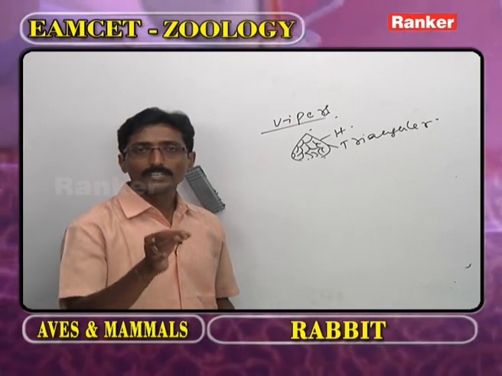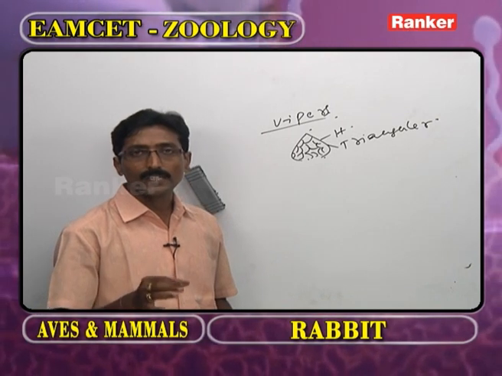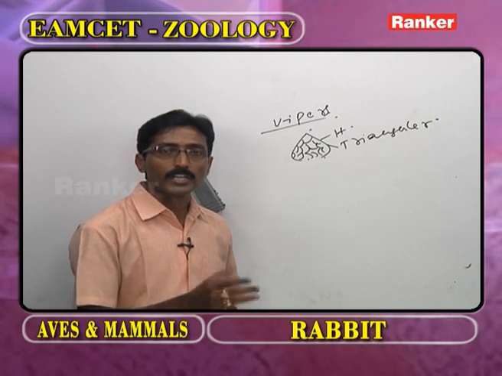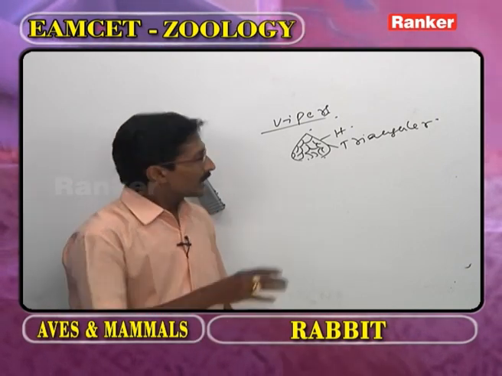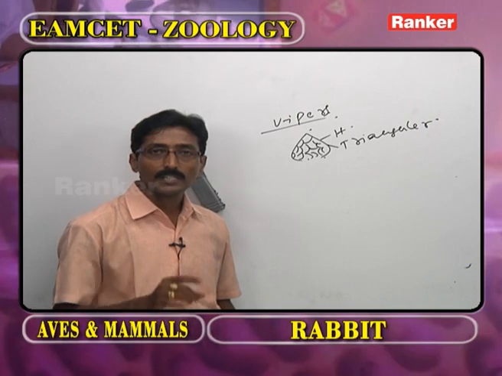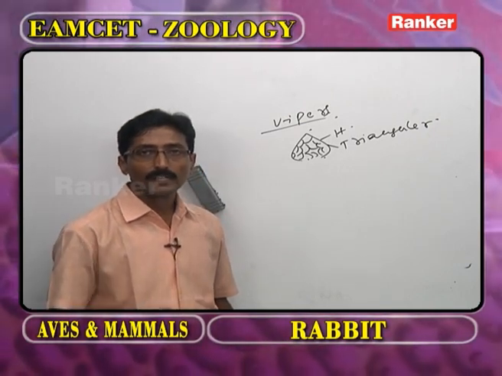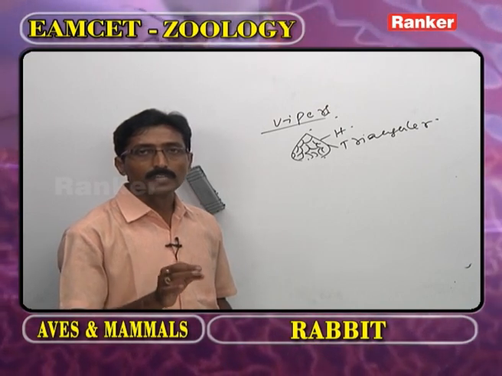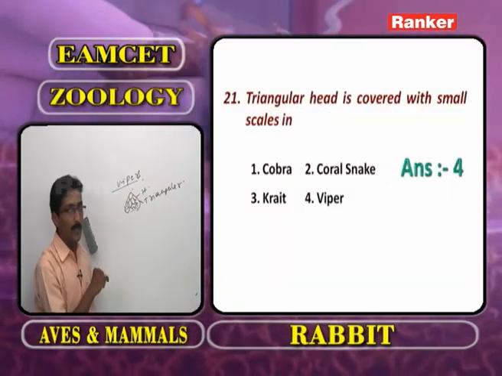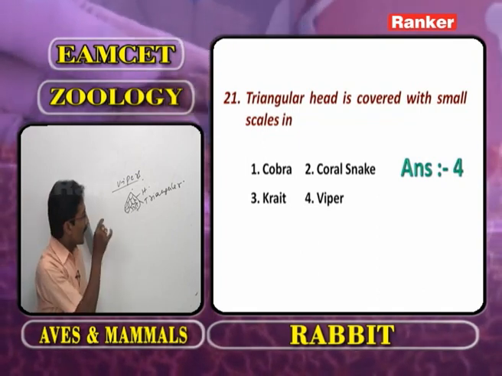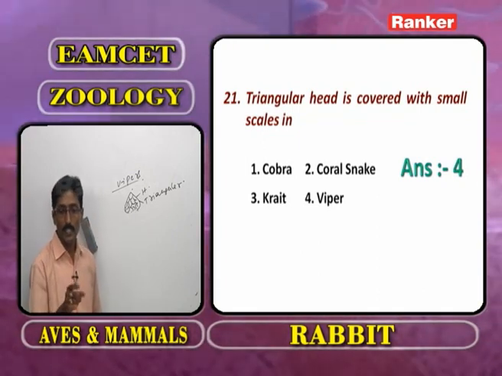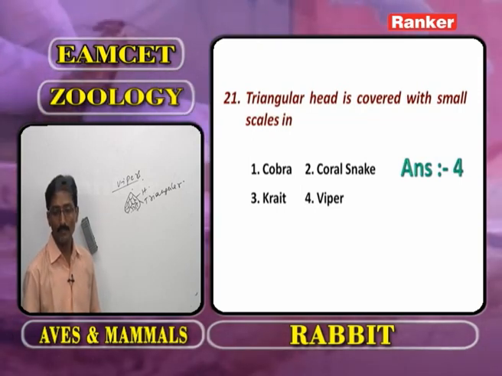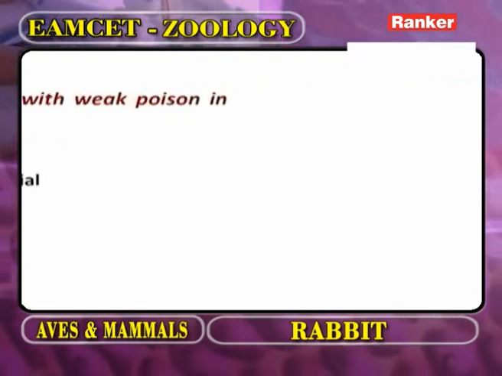What are the examples for the vipers? One is Russell's viper. The second one is Echis carinatus. The third one is Trimeresurus. Again, repeating: Russell's viper, Echis carinatus, and Trimeresurus. In all vipers, the head is triangular and covered by small scales. Now based on this information, what is the answer? The vipers. Now we go for the next question.